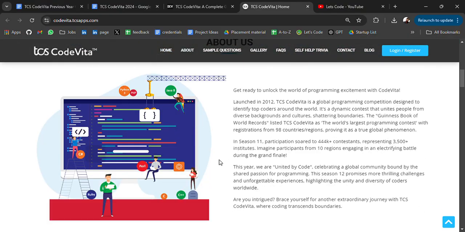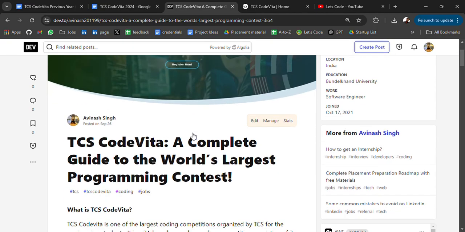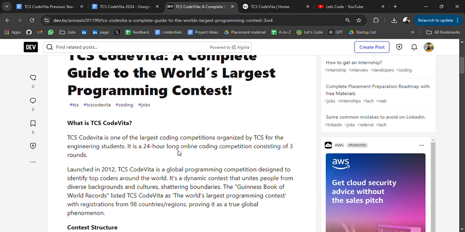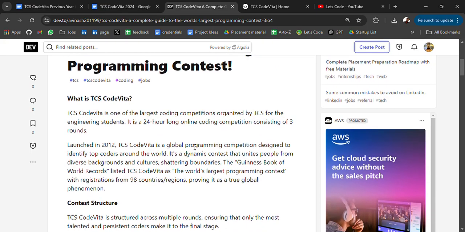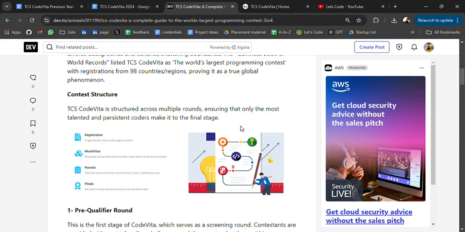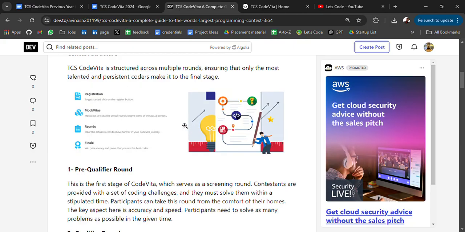Okay, so I have prepared a blog about TCS CodeVita. So we'll go through that blog. So basically, what is TCS CodeVita? It is one of the largest coding competitions organized by TCS for engineering students. And it's a 24 hour long coding competition. It consists of 3 rounds. So we will talk about all those 3 rounds, what happens in the first round, then the second round. Okay, so basically the structure is first we have to register, then we have mock beta, then we have rounds, and then finale. More focus is on rounds because registration and mock are the normal things.